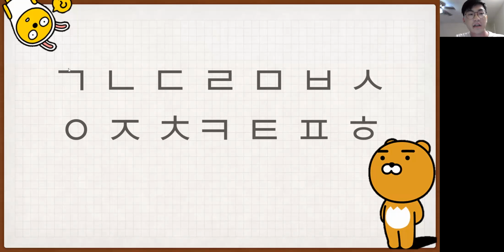Okay, so this is 기역, 니은, 디귿, 리을, 미음, 비읍, 시옷, 이응, and then this is 지읒, 치읒.